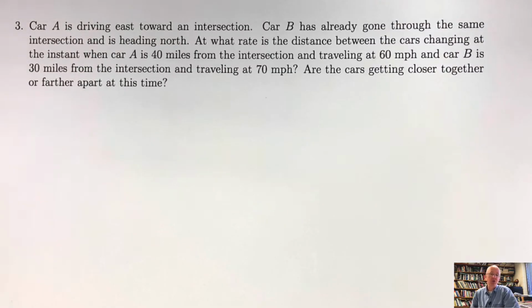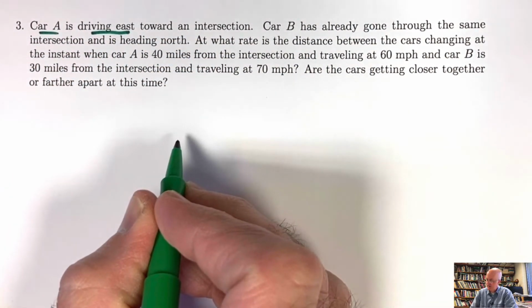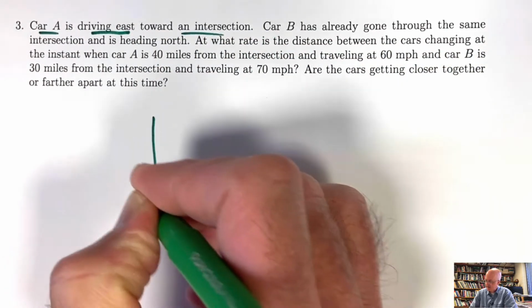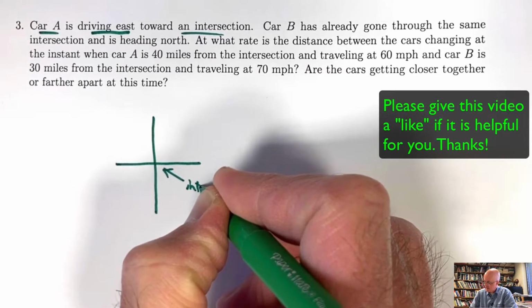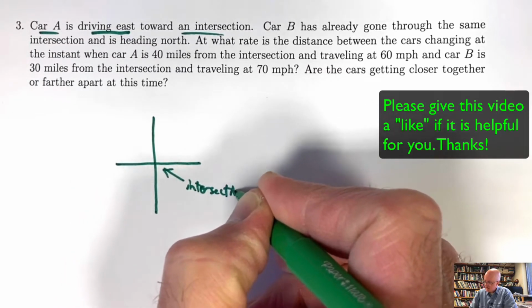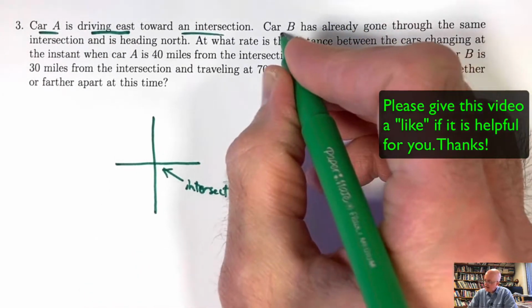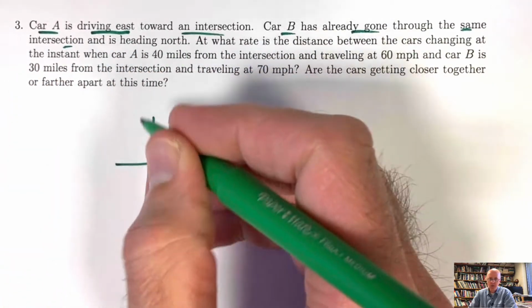Number 3 is a dreaded car traveling problem. Car A is driving east, to the right of the paper here, toward an intersection. So let's start drawing something here. Here's the intersection of two roads. Intersection is what that says. That's an O. Car B has already gone through the same intersection and is heading north, going up in the paper here.